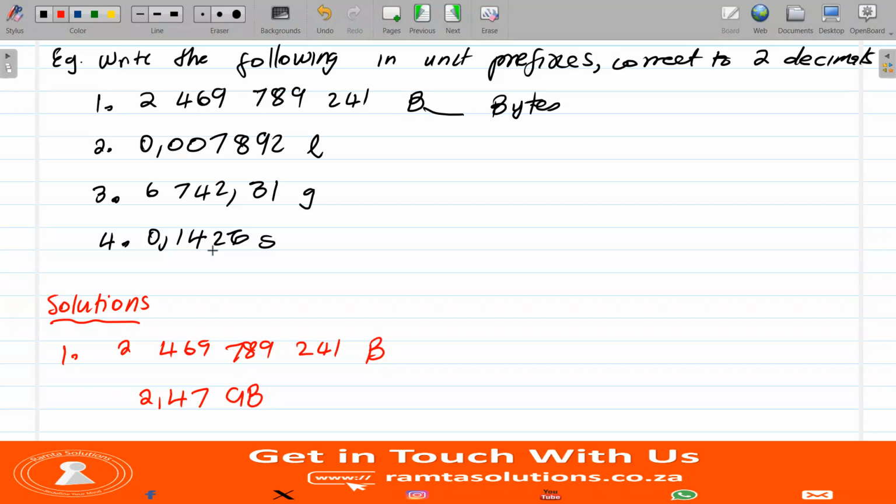This is your data, isn't it? 2469789241 bytes corresponds to 2.47 gigabytes. That's your data. Vodacom, Telkom, MTN, Cell C, that's you. That's your data, isn't it? Now let's try number 2.